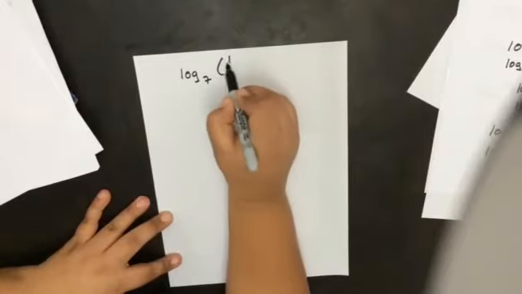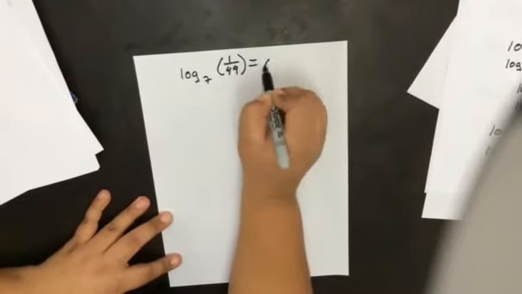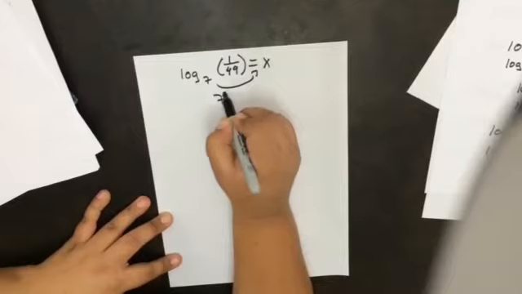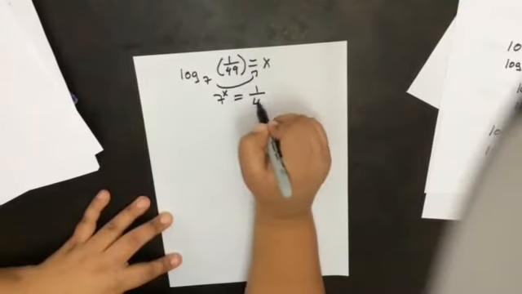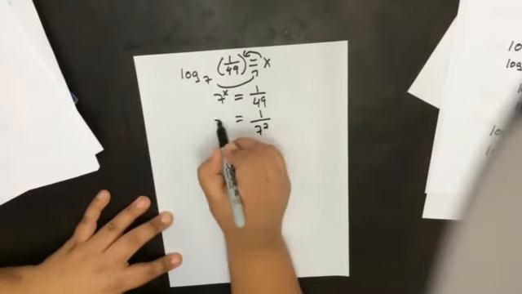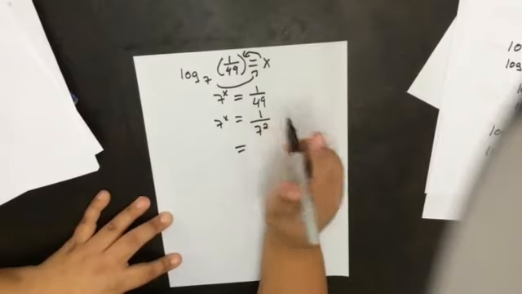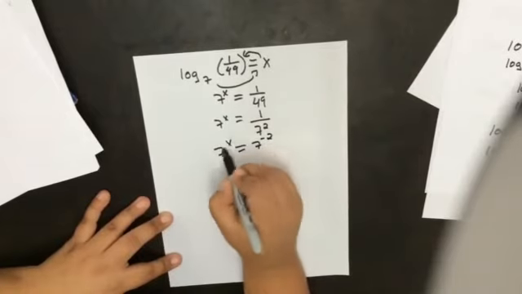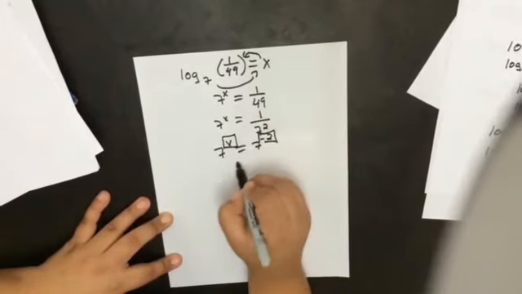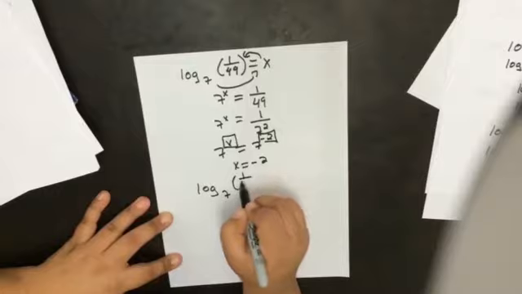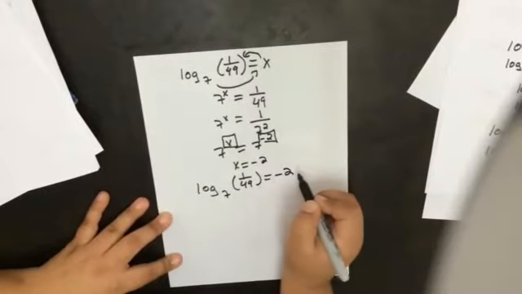So what if we have log base 7 of 1 over 49 equals x? If we write it in exponential form, then we can write it as 7 to the x equals 1 over 49. Well, 1 over 49 is the same thing as 1 over 7 squared. And 1 over 7 squared can be written as 7 to the negative 2. Then x is equal to negative 2. So then we can write it as log base 7 of 1 over 49 equals negative 2.